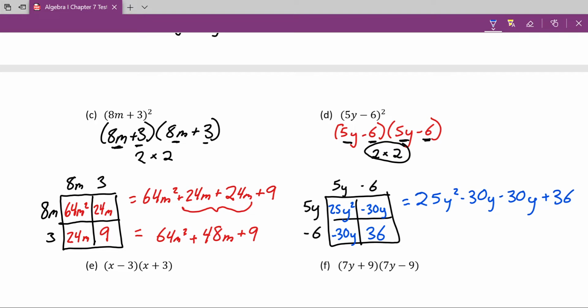All right, and the last thing I want to do for this one is simply combine like terms. I know negative 30y minus 30y, they're like. So 25y squared gets pulled down, doesn't change. Negative 30y minus 30y is actually negative 60y, and the 36 does not change. So that's 10C and D.